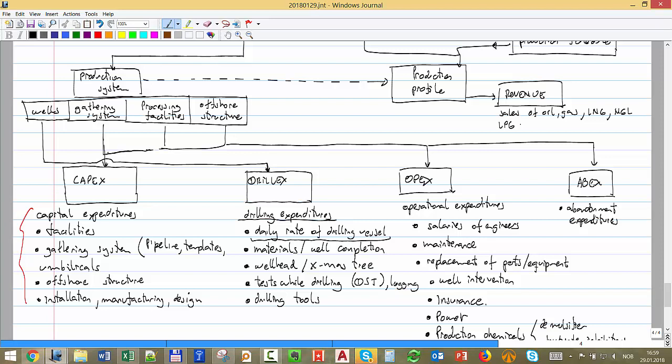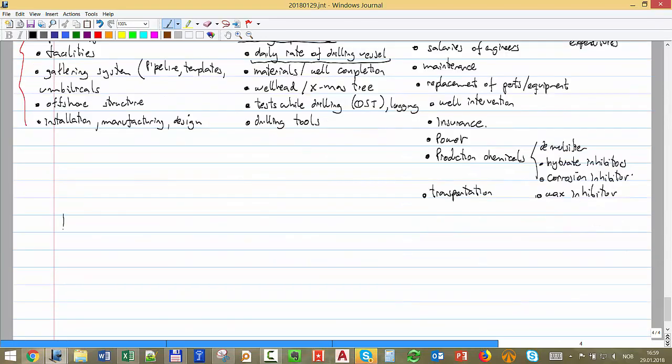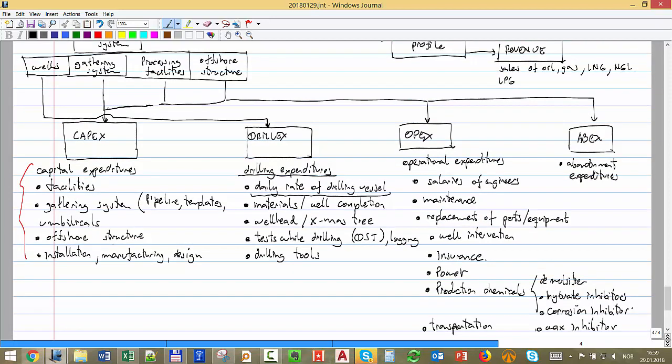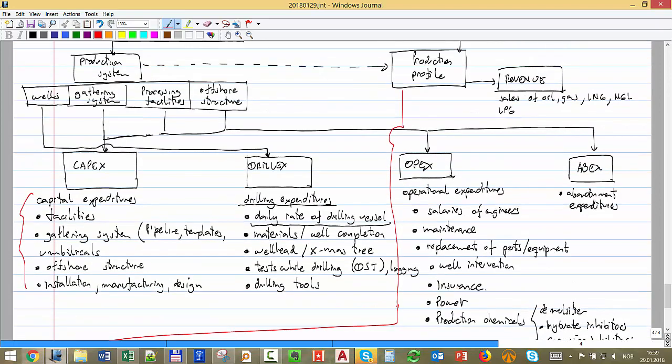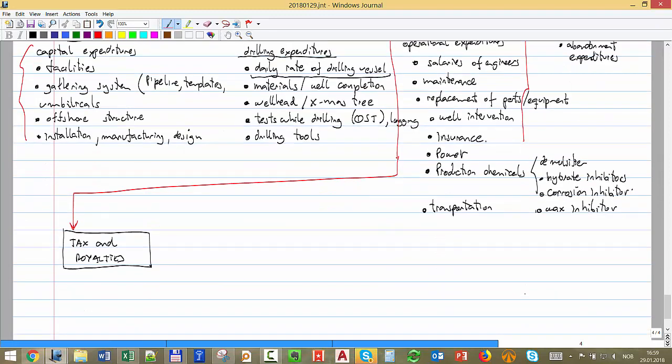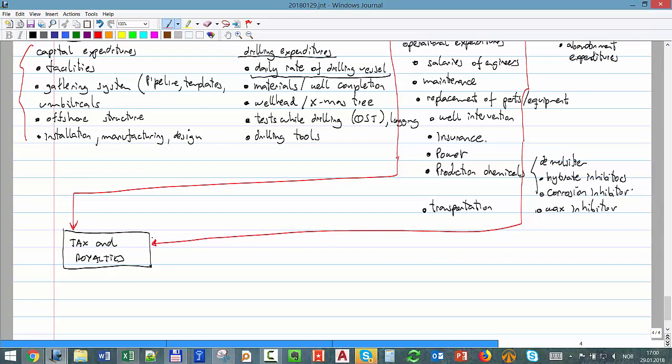What's the difference between LNG and NGL? We will talk about it later, I don't have much time. Then we have something else, more expenditures. What other expenditures do we have? One thing, tax, that we have to give, and royalties, that we have to give to the government. This is based on the production profile and the revenue, both. The royalties are usually based on how much I produce, and the tax is based on the revenue. That's why I need both.